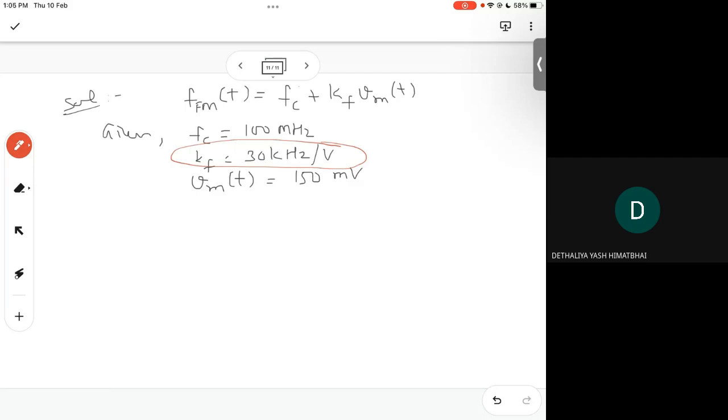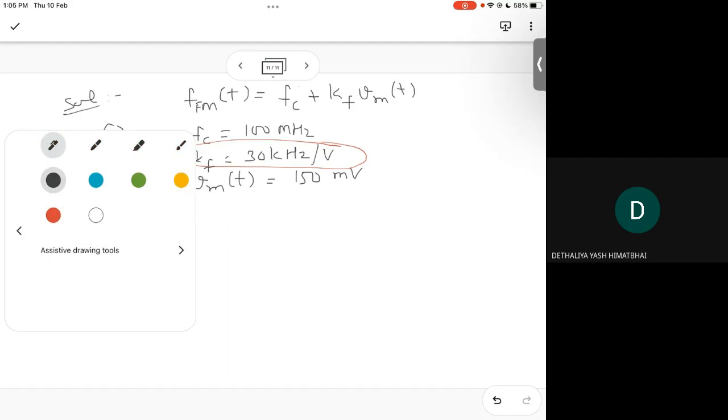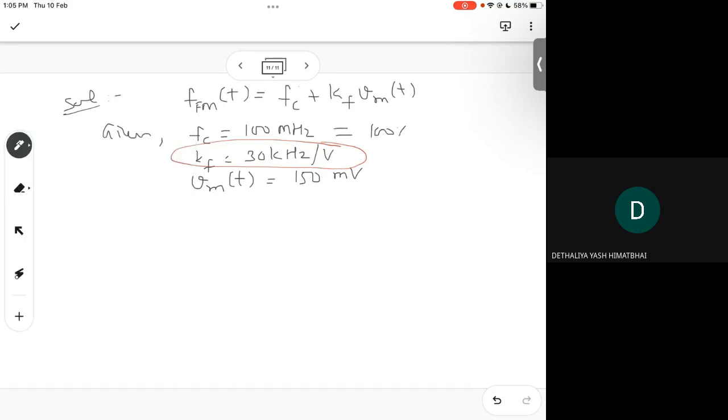Now if I use the proper units, you will see this is in hertz, this is kilohertz per volt, and this is in volt. So you have to just convert volt into millivolt and so on. In this case, I convert everything into hertz, because that is very important. So this becomes 100 into 10 to the power 6 hertz, and this becomes 30 into 10 to the power 3, because somewhere it is hertz and somewhere it is kilohertz, and Vm(t) is 150 millivolt.